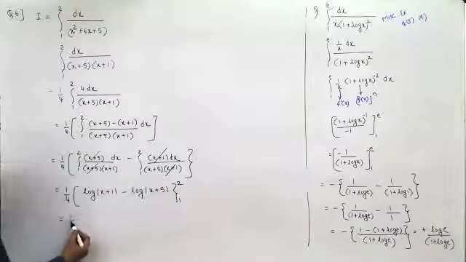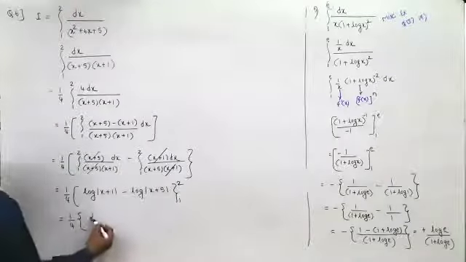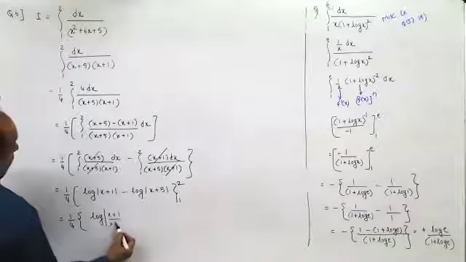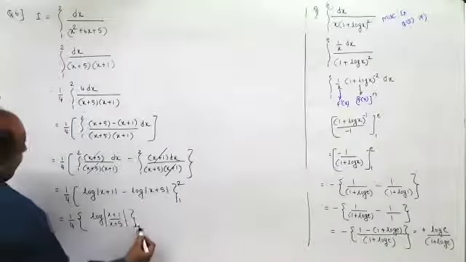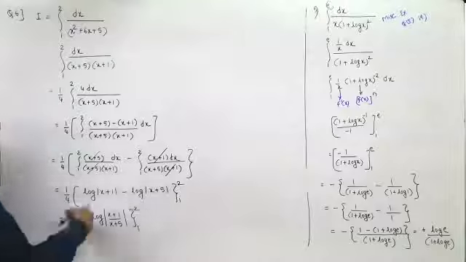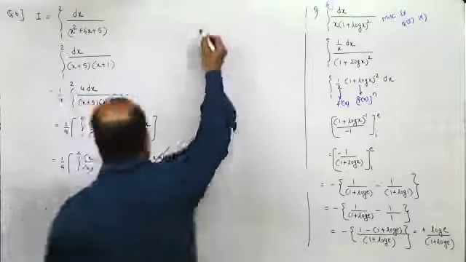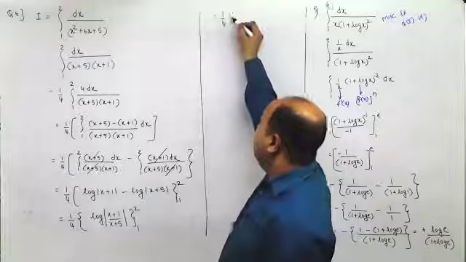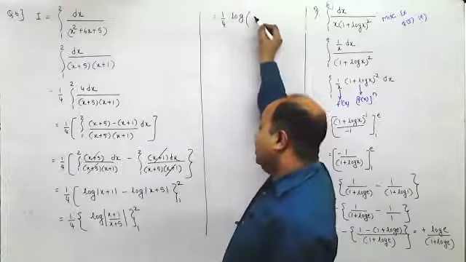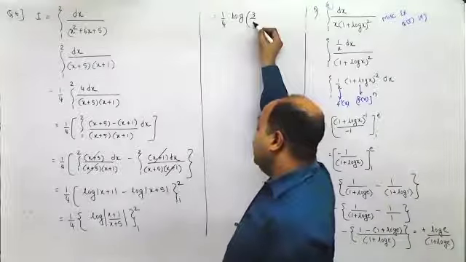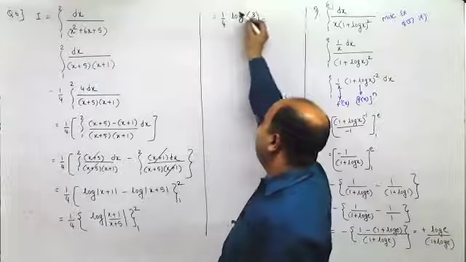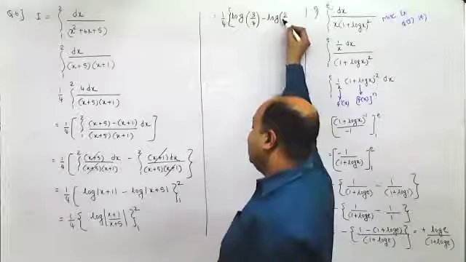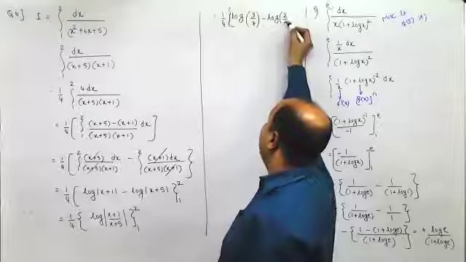First, I'll take this as 1 upon 4. I'll write this as log of a upon b. So remember, this is not log a upon log b, it is log of a upon b. Now, when I substitute the upper limit first, I'll get 1 upon 4 into log of 2 plus 1, 3, upon 2 plus 5, 7, minus, when I take the lower limit, I'll get log of 2 upon 6.